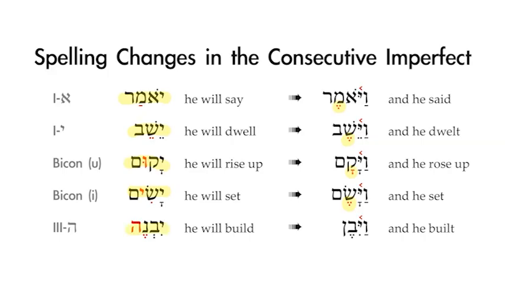And finally, the third heh category, yivneh. When prefixed with the waw consecutive, those forms that end in segol heh in the regular imperfect drop that heh when prefixed with the waw consecutive. So now we have wayiven.